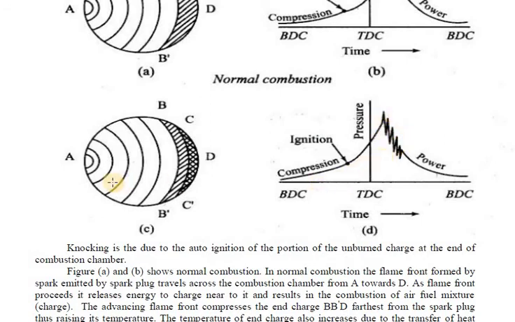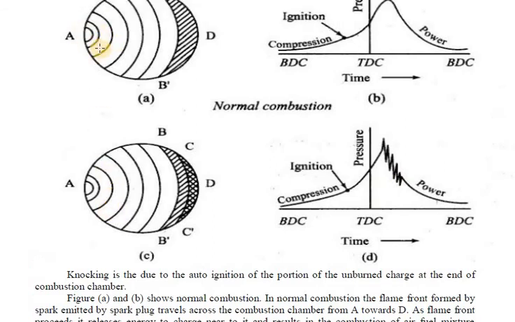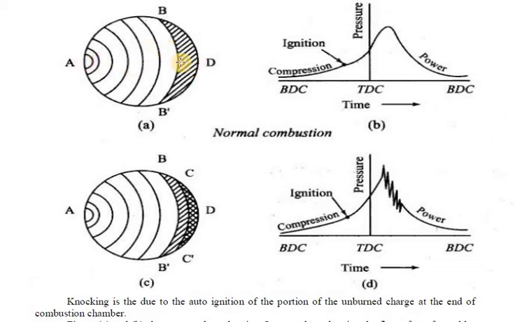I will explain once more in brief. In normal combustion, the spark is produced by the plug and then it produces the flame. That flame travels from point A towards point D. As the flame transfers its heat energy to the neighboring fuel-air mixture, the burning starts. Sometimes the charge at the end portion, that is B, B dash and D, will not auto ignite. So the flame will travel further and ignite it, and at the end the combustion takes place.